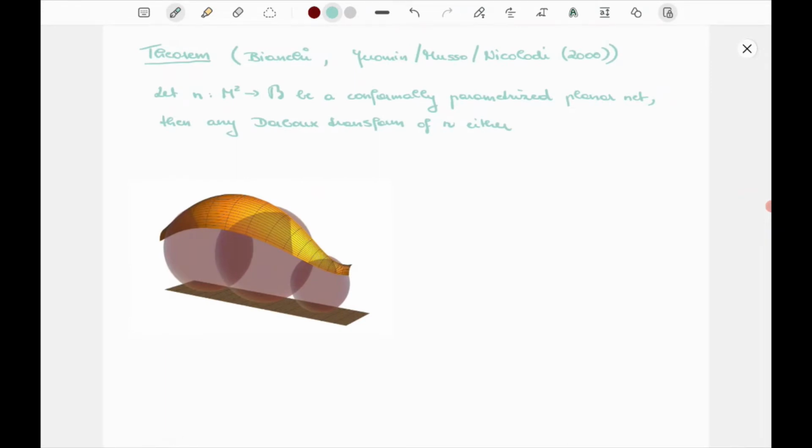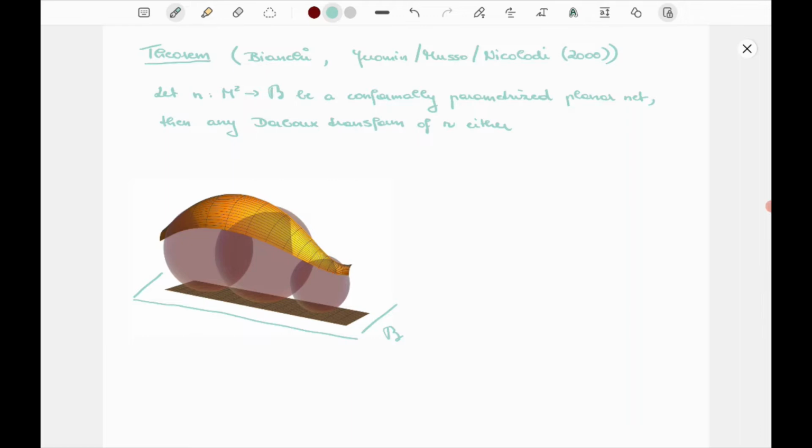Here comes a theorem that is important now for our CMC surface case in hyperbolic space. This theorem was first proven by Bianchi with classical methods and then was reproven about 20 years ago by Hieronymi, Musso and Nicolodi by using quaternions. And the result is as follows. If we start with a conformally parametrized planar net, so in a given plane, which in our case will be interpreted as the boundary of our hyperbolic space.